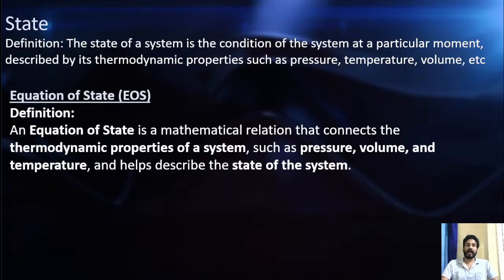If we have to define any state of the system, then we define its pressure, temperature and volume at that moment, right? Is it clear to you? So it means that we have the 3 properties which are important, P, V and T. So what is the equation of state? Very simple. If mathematically we want to connect these 3 properties, then that mathematical equation is called the equation of state, right?